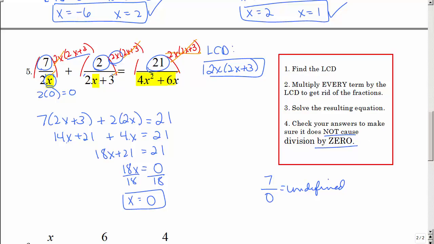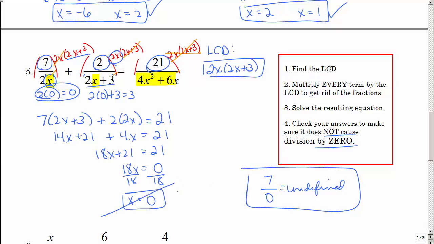But let's say you checked this first and you went 2 times 0 plus 3. Well, that equals 3, and that's okay. But this equal to 0, that's undefined. So we're going to just put a line through it and say no solution. Sometimes we use the null set as that symbol of no solution. But again, I need to see all of this work. I need to see that you know x equals 0, but when you checked it, it didn't work.